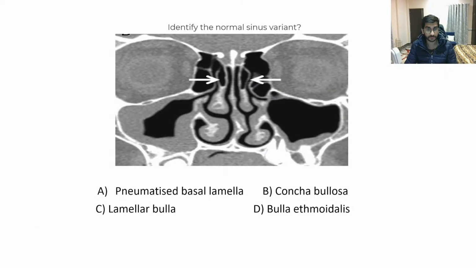The first question of the quiz was: identify the normal sinus variant. Here an arrow was marked at the sinus variant. Four options were given: pneumatized basal lamella, concha bullosa, lamellar bulla, and bulla ethmoidalis. When pneumatization is present in the middle turbinate, it is called concha bullosa. Bulla ethmoidalis is the most prominent anterior ethmoidal air cell. If the lamellar vertical segment of the middle turbinate is pneumatized, it is called lamellar bulla. So the correct answer to this question was C, lamellar bulla.